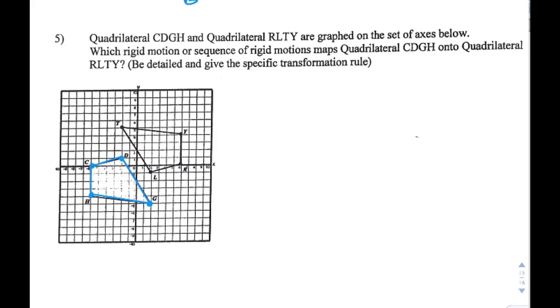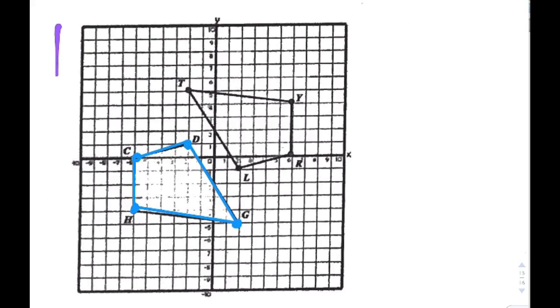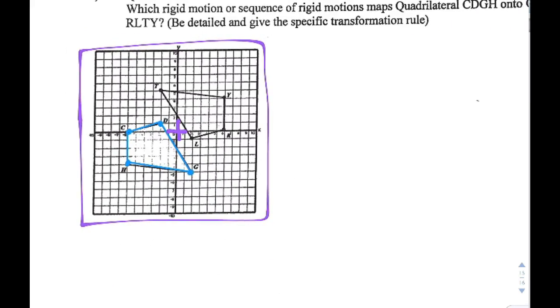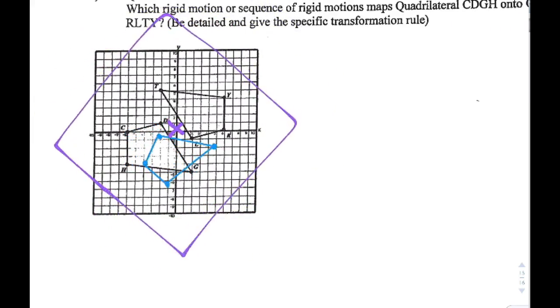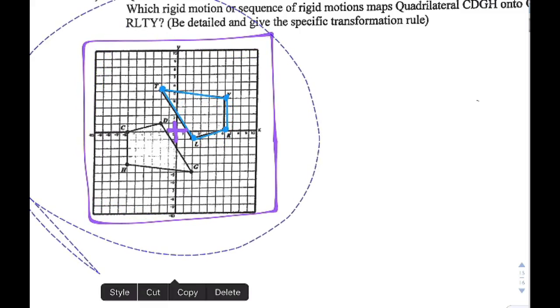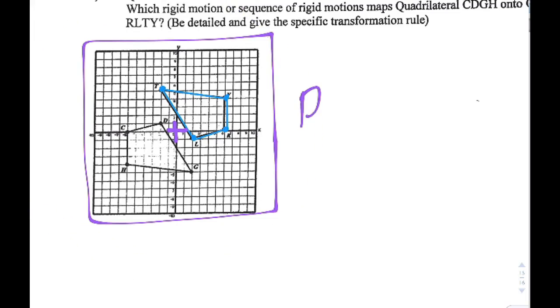This is normally done with patty paper or tracing paper, but it asks you to take quadrilateral CDGH and map it onto RLTY. If you put a piece of patty paper over this, marked the X and Y axis, and then rotated it so that the X and Y axis are still lined up, you'll see it maps right onto it. So this would have been a rotation about the origin of 180 degrees, which was 2 clicks.